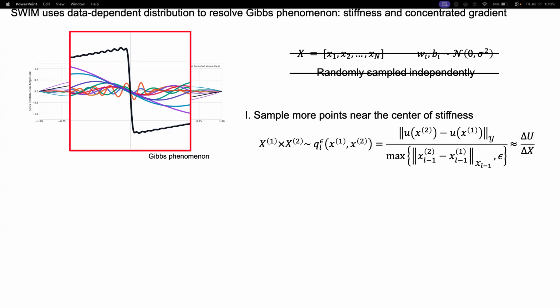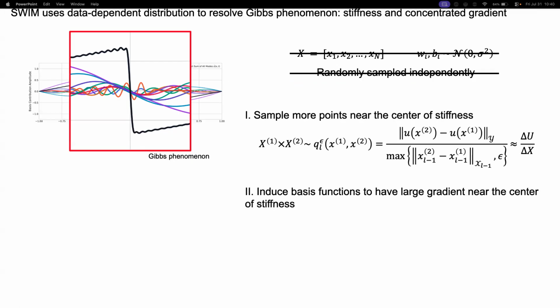To explain this, we are going to sample a pair of data x1 and x2, proportional to this term, and it is approximated by the gradient of the true function. So near the center of the steepness, we are going to sample a lot of points, because the probability of these points being sampled is proportional to the gradient of the true function u.